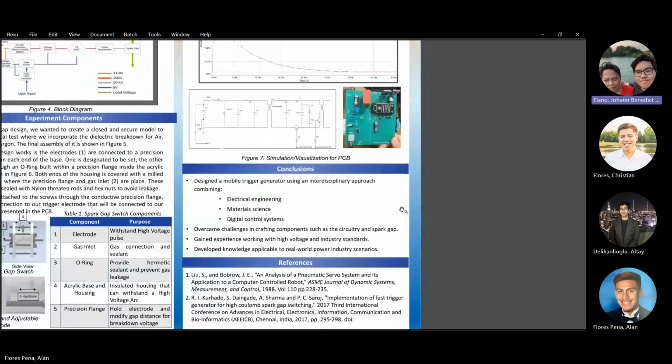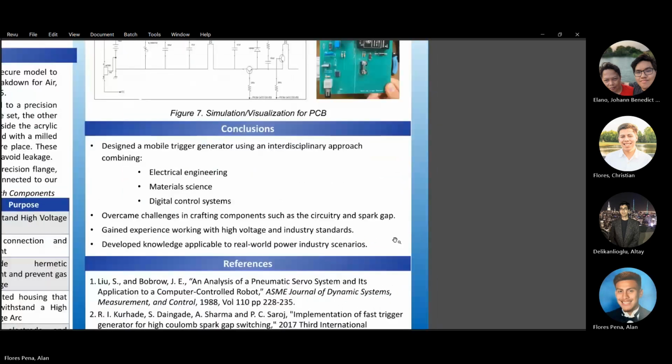Now on to our conclusions. During this project, we designed a mobile trigger generator using an interdisciplinary approach combining electrical engineering, material science, and digital control systems. We overcame challenges in crafting components such as circuitry and the spark gap, gained experience working with high voltages and industry standards, and developed knowledge applicable to real-world power industry scenarios.